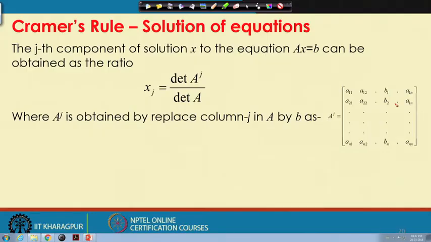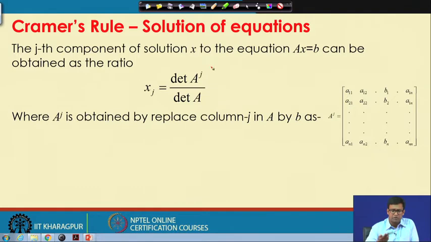Cramer's rule will say that the solution is either infinity, something by 0, or it might be that the determinant of A_j is also 0. So, it comes to a 0 by 0 form. So, Cramer's rule cannot give us a solution in case the determinant of A is 0.